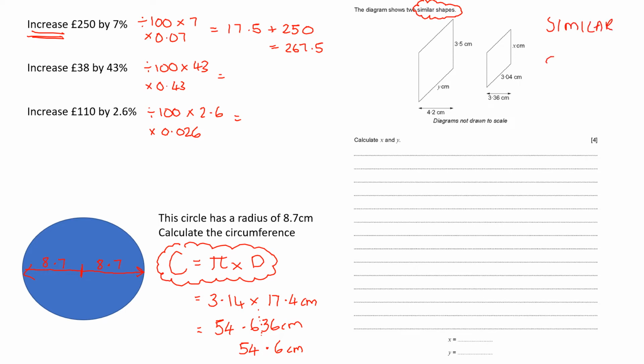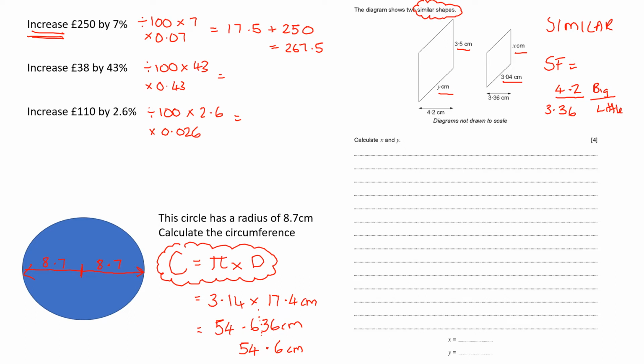And if that happens, you are looking to find a scale factor. You are looking for a measurement on the bigger shape that you also know on the littler shape. So here, the 3.5 on the bigger shape is x on the littler shape. That's no good to me. The y on the bigger shape is 3.04 on the littler shape. That's no good to me. But this extra length they've given us, this kind of height here, is 4.2 on the bigger shape and 3.36 on the smaller shape. Now those two, because I know them both, will allow me to work out how many times bigger this shape is than this by dividing the big by the little.